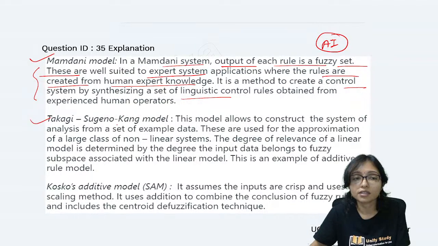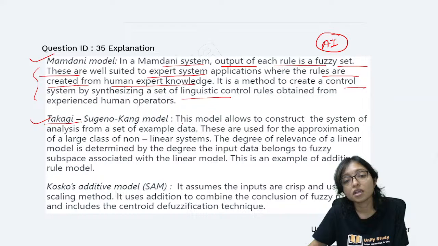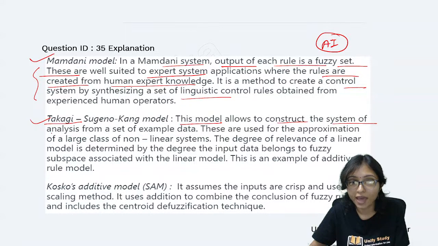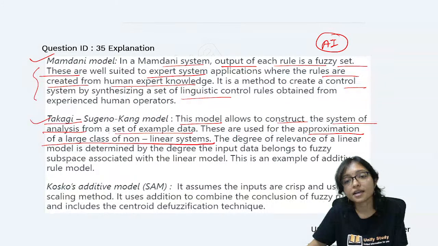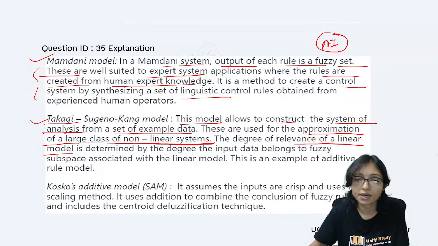Now next one, this model, that is the Takagi model. This model allows constructing the system of analysis from a set of example data. These are used for approximation of the large class of non-linear systems, and the degree of relevance of the linear model is determined by the degree of the fuzzy.